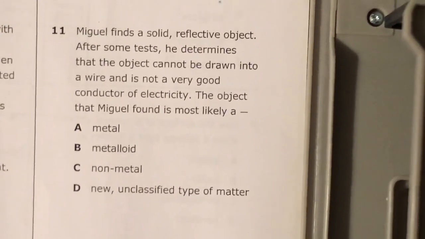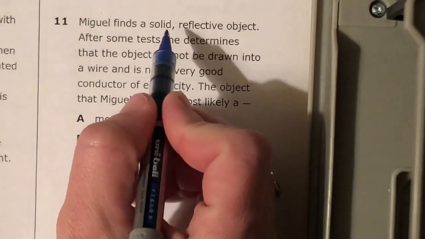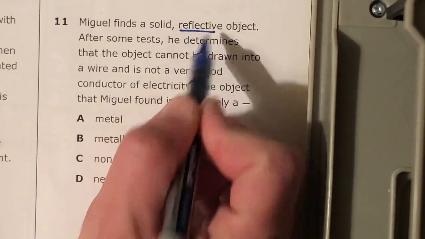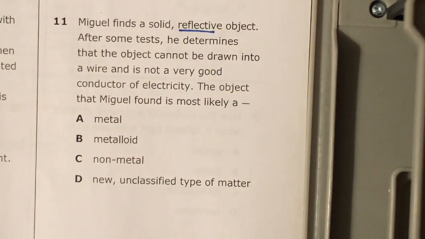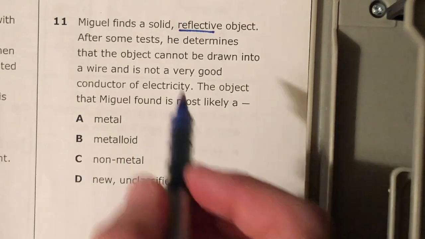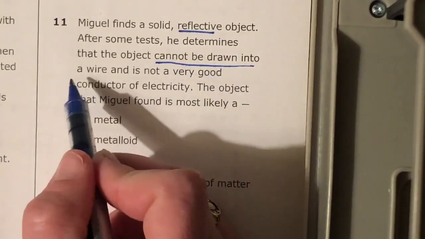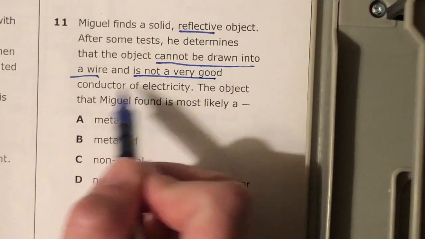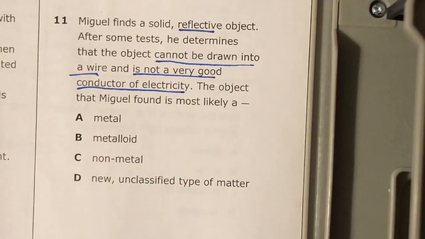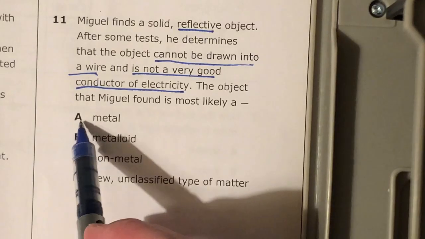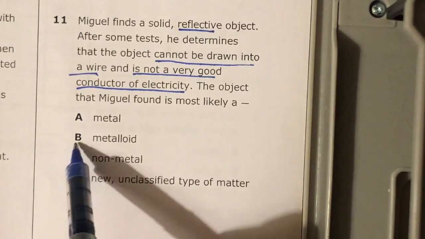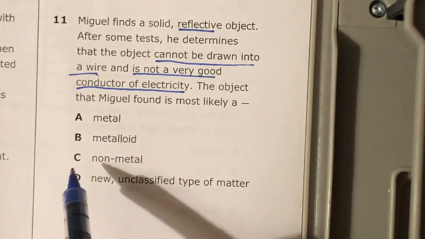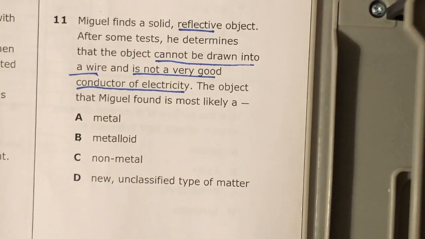All right, number 11. Miguel finds a solid reflective object. After some tests, he determines that the object cannot be drawn into a wire and is not a very good conductor of electricity. The object that Miguel found is most likely A, metal, B, metalloid, C, nonmetal, or D, new unclassified type of matter.